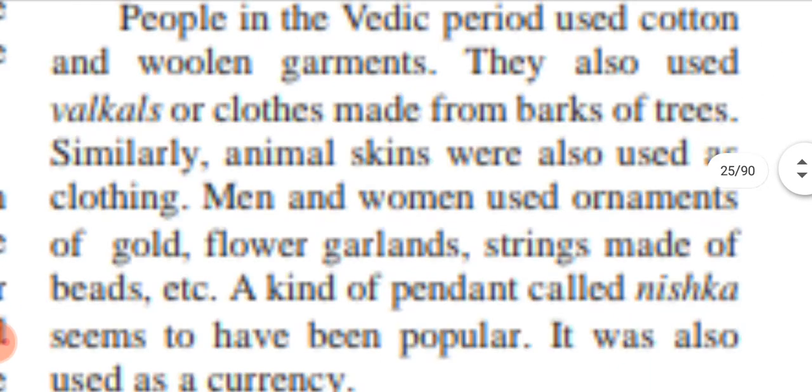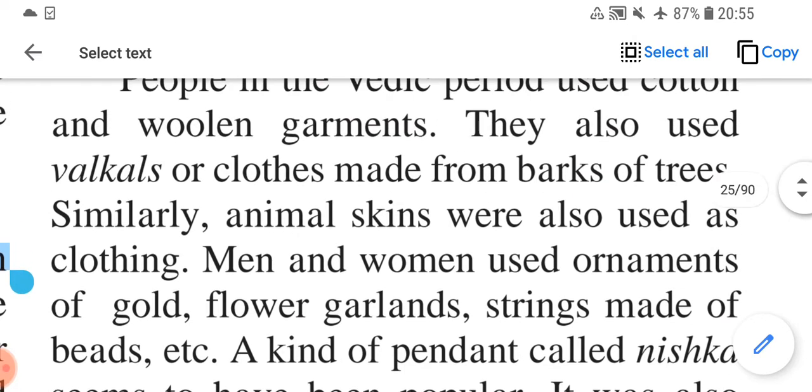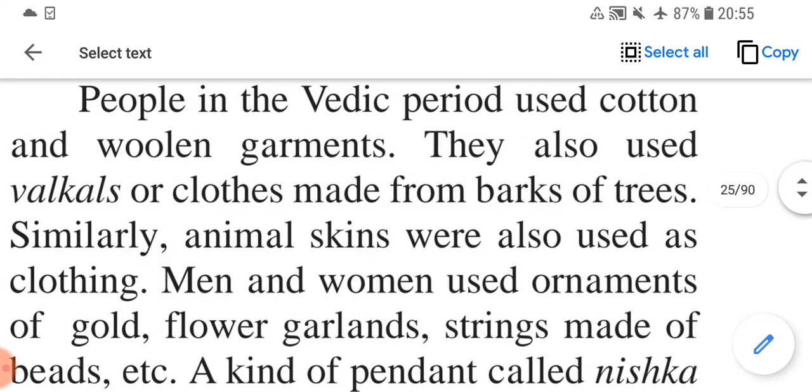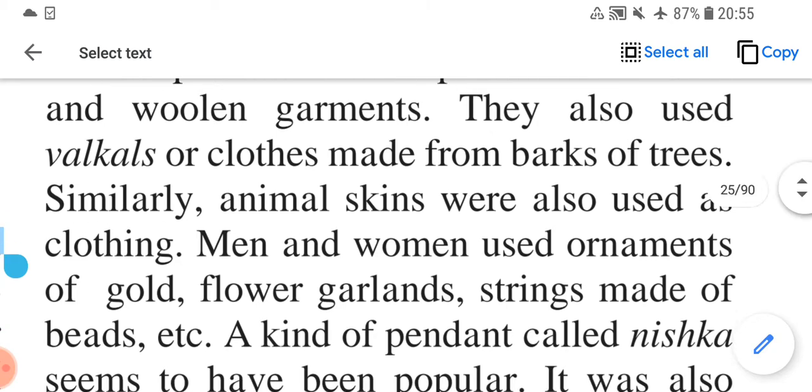People in the Vedic period used cotton and woolen garments. Women also wore cotton garments. They also used valkals, or clothes made from barks of trees. Similarly, animal skins were also used as clothing.